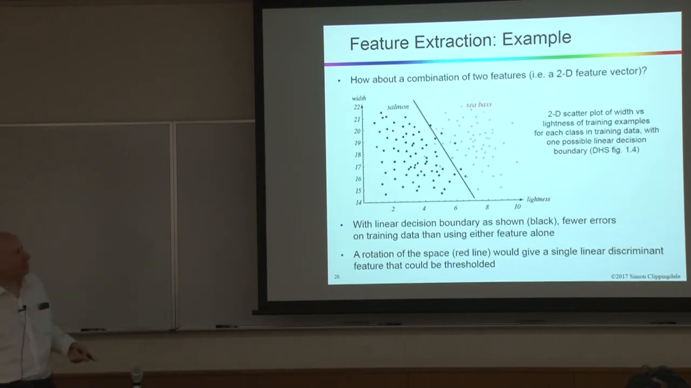So how about if you use both of these features? For some reason, the text goes from talking about length to talking about width. I don't know why, but anyway. If you plot one feature up this axis and the other feature up this axis, it starts to look as though you might be able to do a better job than with either of those features alone by, for example, using this line as a decision boundary. Anything this side you call salmon, anything this side you call sea bass. And you can simply encode this two-dimensional feature by this single coordinate, which is kind of like a principal component. Anything that's across that line here, you call a sea bass. Anything that's down here, you call a salmon.